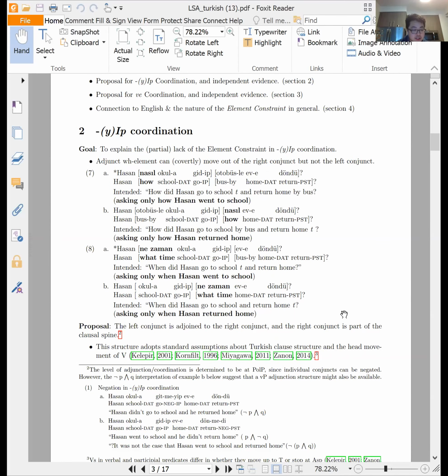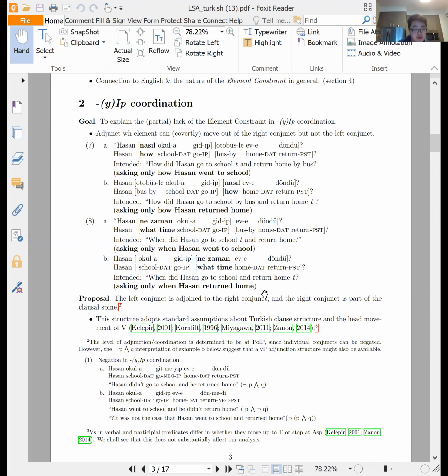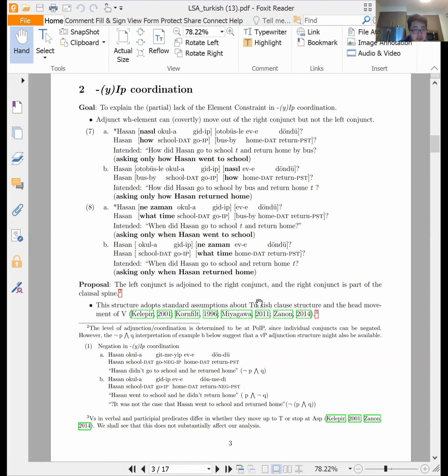So now let's go to section 2. This is page 3. The goal of this section is to explain the partial lack of element constraint in IP coordination, or the lack of islandhood of the right conjunct. This is seen earlier in example 4, and now I have it repeated here as example 7. So nozzle can only originate in the right conjunct, but not the left. And this also extends to other adjuncts like Nizaman, what time, or when, as seen in 8. So it's basically the same pattern.